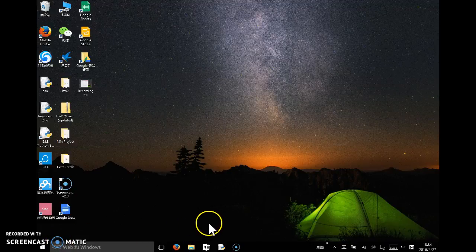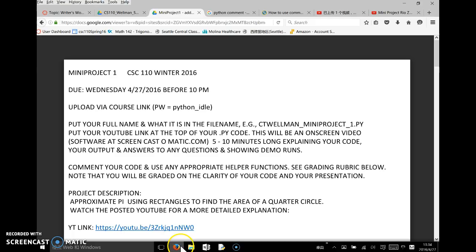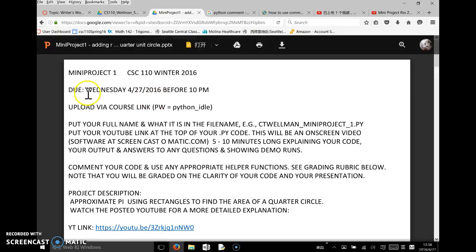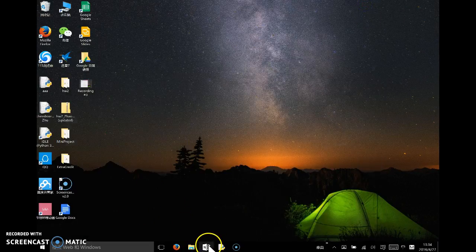Testing, testing. Hello. So today we are going to talk about mini project one. That is to calculate the area of a quarter of a unit circle, a circle with the radius of 1.